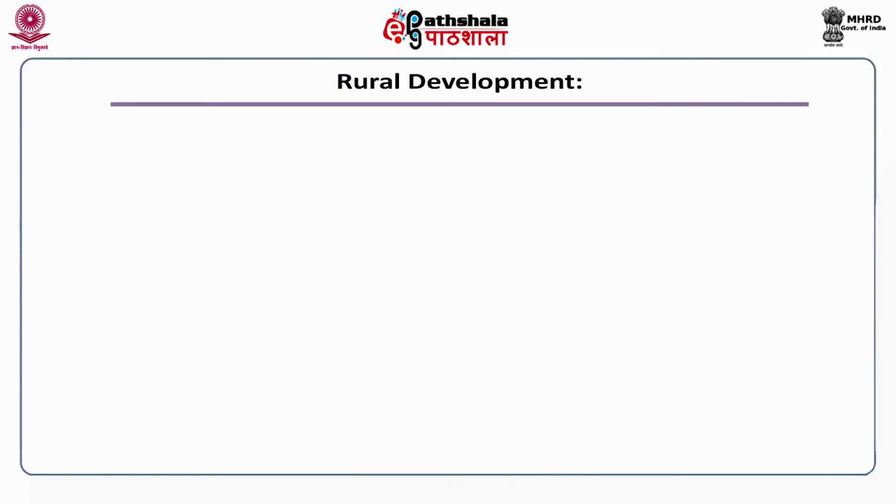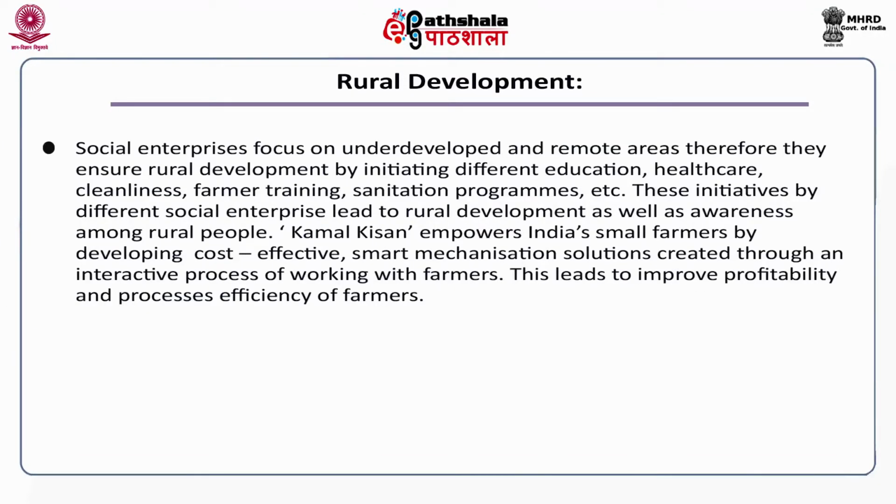Rural development. Social enterprises focus on underdeveloped and remote areas, therefore, they ensure rural development by initiating different education, healthcare, cleanliness, farmer training, sanitation programs, etc. These initiatives by different social enterprises lead to rural development as well as awareness among rural people. Kamal Kisan empowers India's small farmers by developing cost effective, smart mechanization solutions created through an interactive process of working with farmers. This leads to improving profitability and process efficiency of farmers.